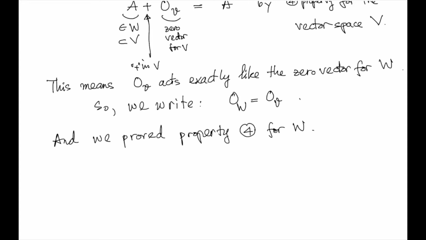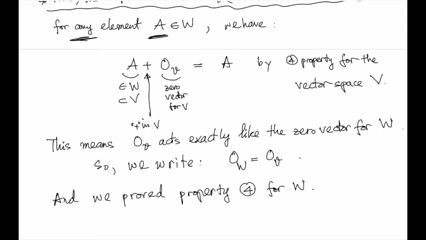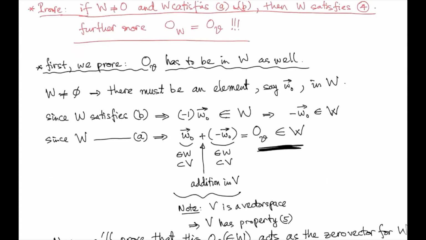All right, once you have the existence of the zero vector, then proving property number 5, the existence of the opposite vector, is going to be simple and it's pretty much similar. So I'm going to leave the proof of property number 5 for you to try.